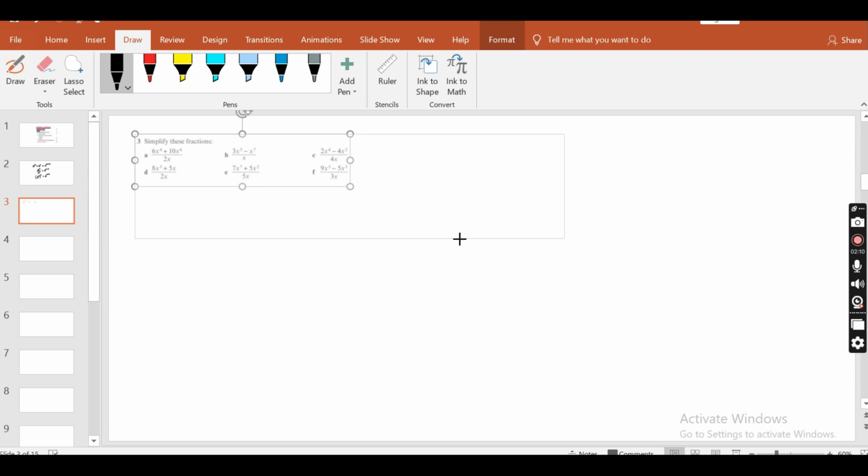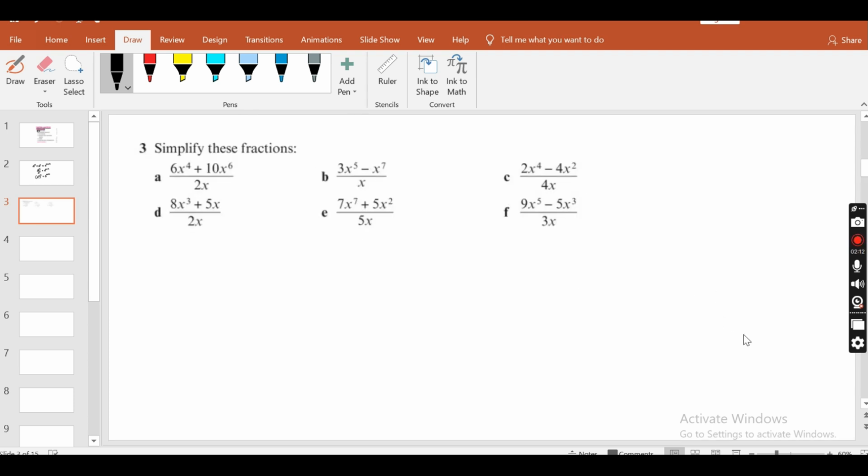You won't get these questions in your exam. These are all baby sums actually, O-level math. But it will be a part of a bigger question. So you need to simplify your fraction. Let's say you have 6x power 4 plus 10x power 6 divided by 2x.